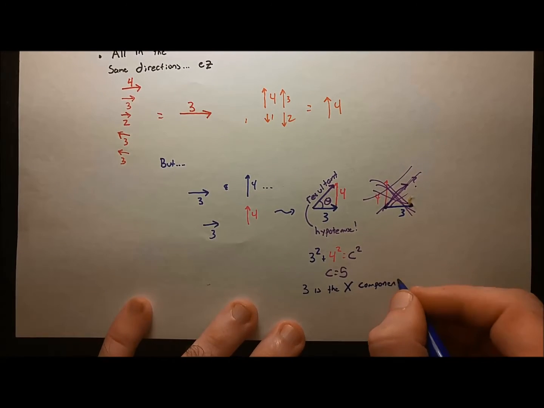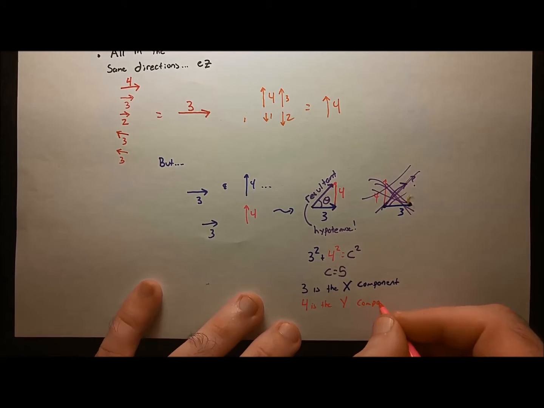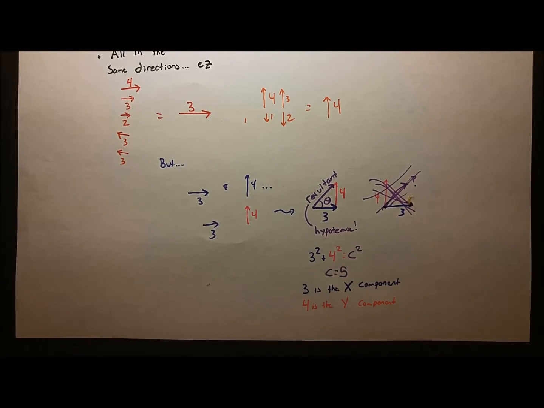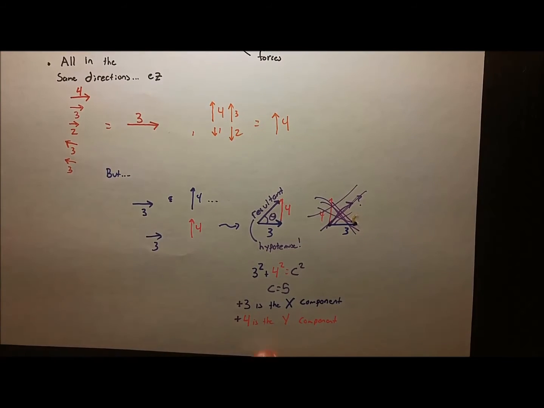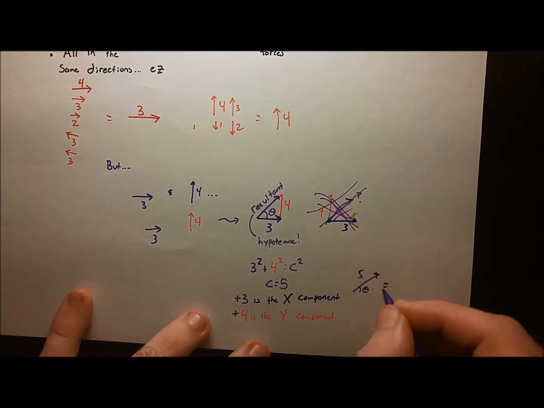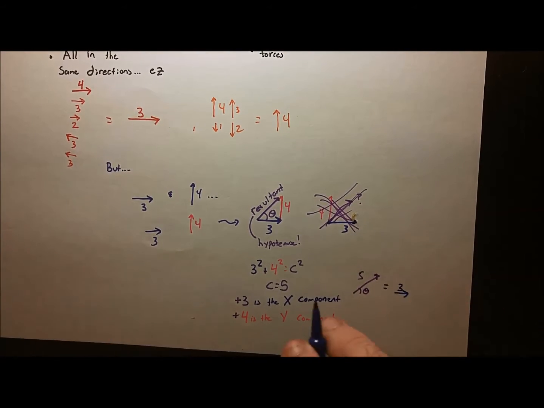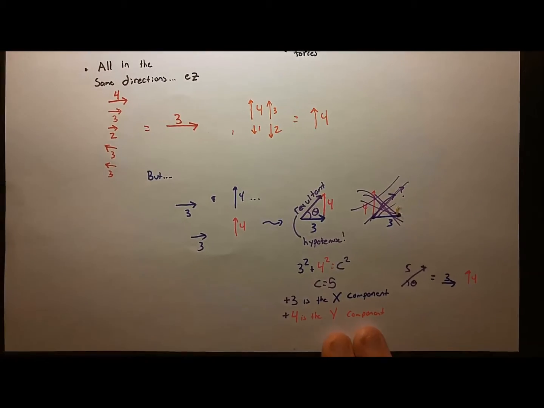3 is the x component, or the horizontal component here. 4 is the vertical component, or the y component here. They're both positive because the 3 is right and the 4 is up. So again, I can think of it as if I walk 5 at that exact angle, it's like I walk 3 to the right, then I walk 4 up. It's a way of thinking about things.